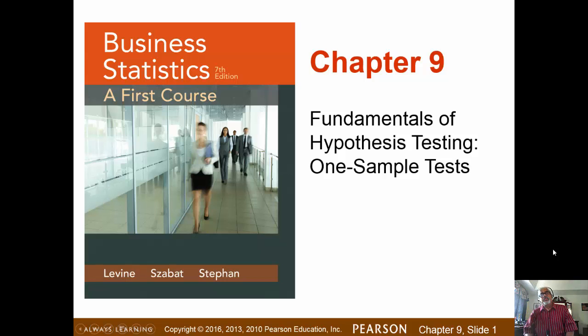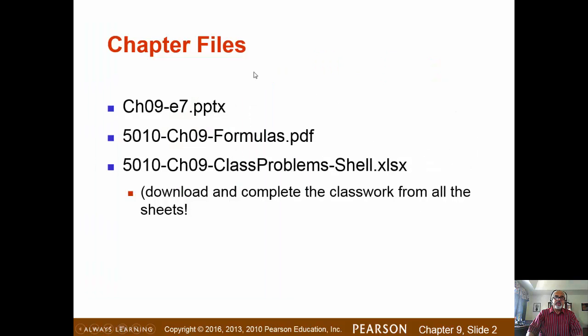Chapter 9 is about a concept called hypothesis testing. It's also called inference, drawing inference from using a sample about the population parameters like mu or population proportion pi. So we'll be using these files.